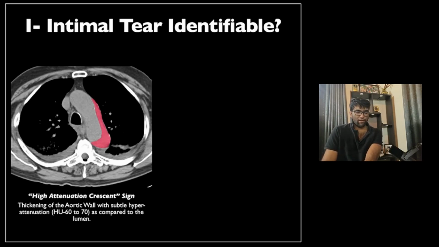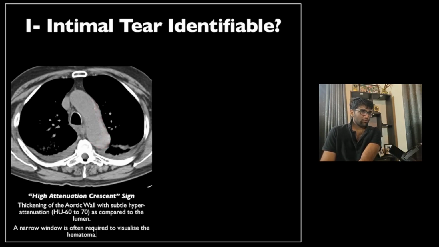That is why it is important to take a non-contrast CT prior to giving contrast, even in patients with known or suspected acute aortic syndromes. A narrow window is often required to visualize the structures, that is the hematoma, because it may have a very similar attenuation to the lumen of the aorta.